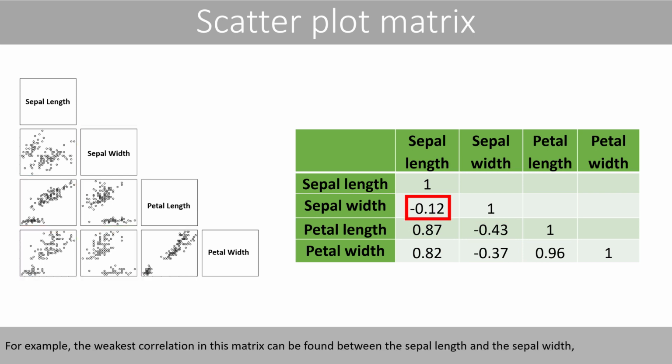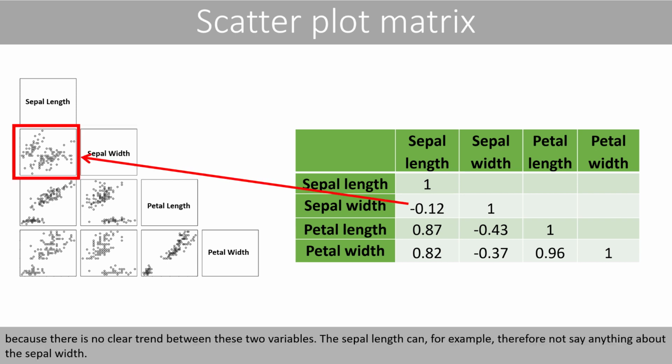Note that the correlation matrix and the matrix scatter plot are related. For example, the weakest correlation in this matrix can be found between the sepal length and the sepal width, because there is no clear trend between these 2 variables. The sepal length can, for example, therefore not say anything about the sepal width.